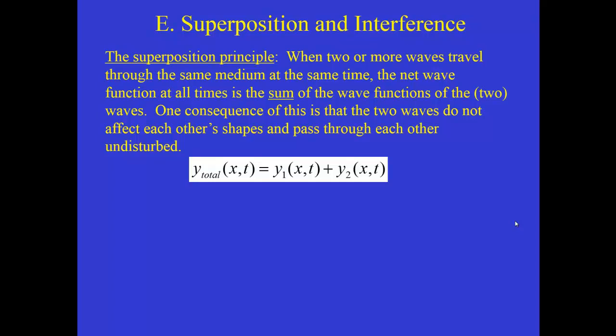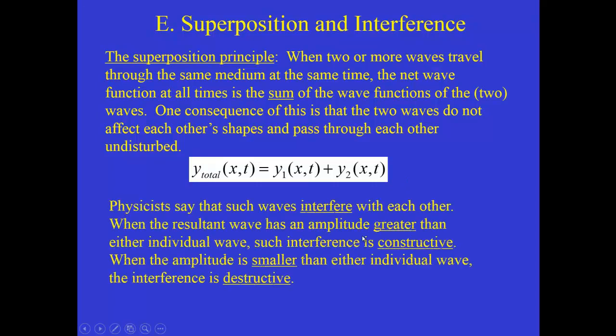One consequence of this is that two waves that are passing through the same medium do not affect one another's shapes, and they pass through each other undisturbed. Mathematically, the superposition principle is nothing more than telling us that the total or net wave function, as a function of position and time, is just the sum of the two wave functions of the two waves. And if we have more than two waves, we would just continue to add terms.